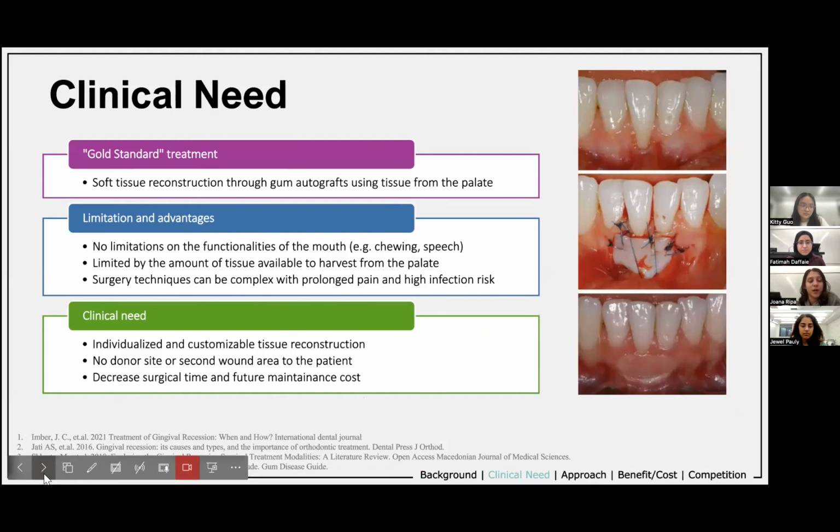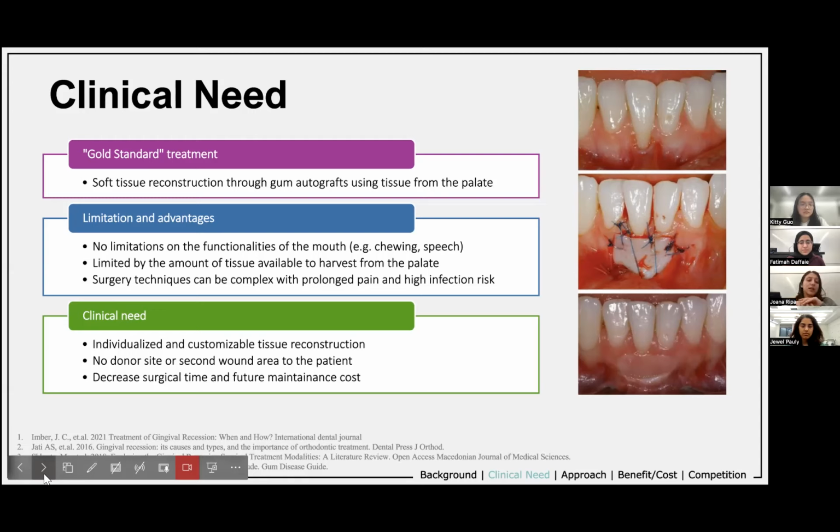And then for the clinical need, the gold standard treatment is soft tissue reconstruction through a gum autograft, which is tissue from the palate, or roof of the mouth, of the patient. And there are no limitations with this on the functionality of the mouth. However, the area that you are harvesting the tissue from is quite small. So that is a big limitation. And also the surgery techniques can be quite complex. And this also prolongs the pain and it has high infection rates.